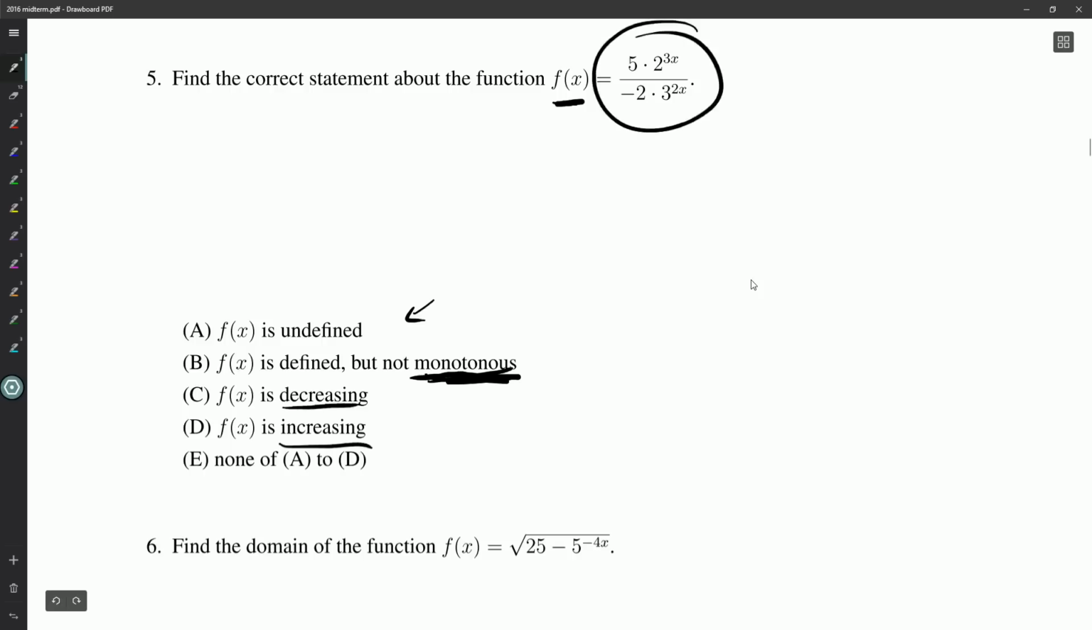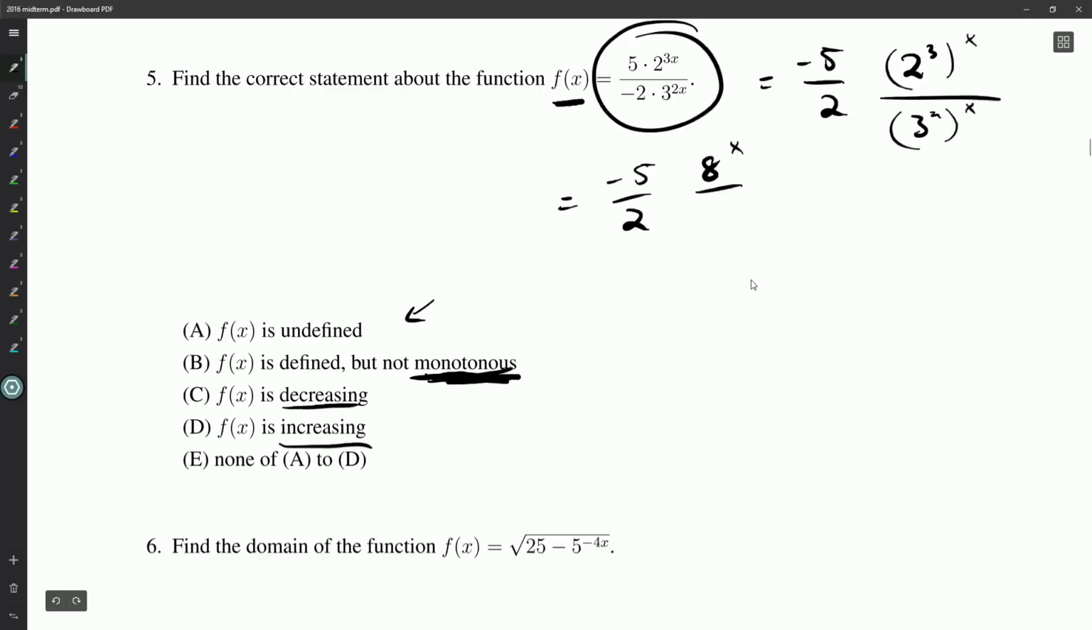Alright, so what function do we actually have? Well, it's quite an interesting function. I'm going to do minus 5 over 2, and then 2 to the 3x, well that's really just 2 to the 3 to the x. And 3 to the 2x, that's really 3 to the 2 to the x. This is a minus 5 over 2, 8 to the x over 9 to the x. Really, they're just trying to hide an exponential from us. Okay, 8 over 9 to the x, 8 over 9 is less than 1.